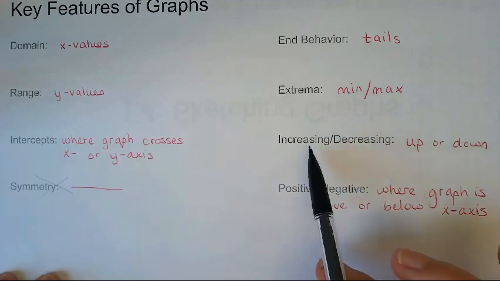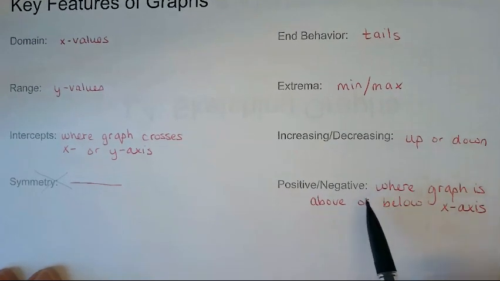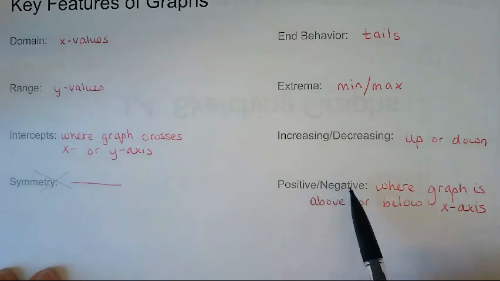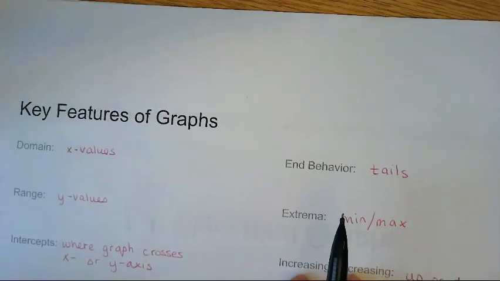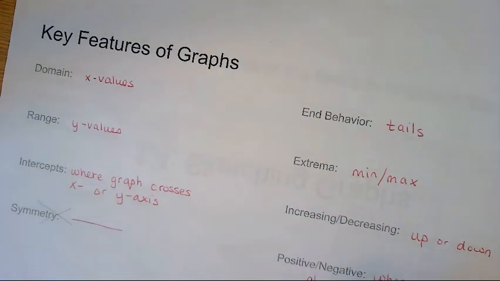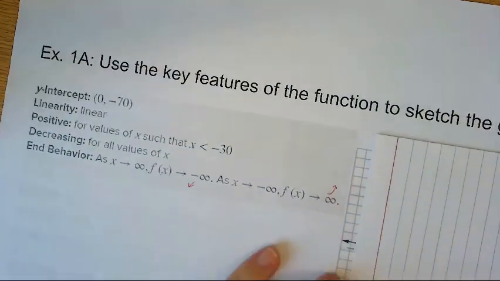Increasing and decreasing is going to show which way your graph is going. So as I go from left to right, is it going up or going down? Positive or negative is going to be where your graph is above or below the x-axis. So in other words, what are your y values doing? Are they going to be positive or negative for a certain value? So they're going to give us some certain criteria, and we're going to have to sketch a graph based off of what we have for this criteria.